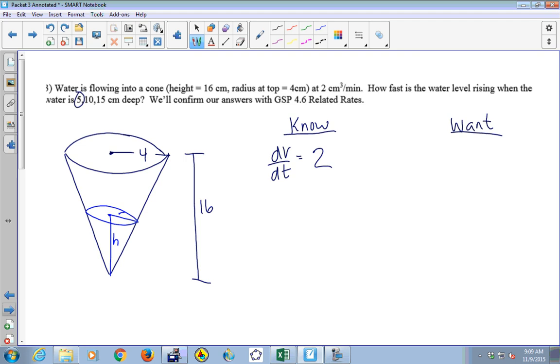What do I want? How fast is the water level rising? Which variable in that picture represents the level of the water? H. So I would like to know dH dt when what? When what is 5? H. Yeah. When the water is 5 centimeters deep.